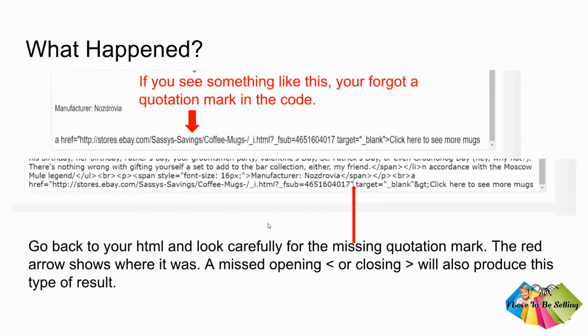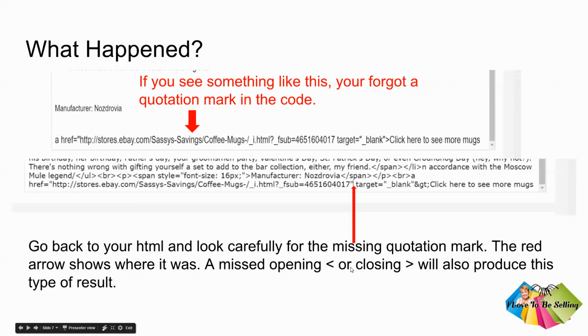Okay, so if everything goes great, you just click confirm and it's done. If you go back and look at your listing and you see something wonky going on, a lot of times you forgot a quotation mark in your code. So always, always, always go back and look closely if something's looking wonky. And right here, see with the target, you were missing the quotation mark. The red arrow shows where it was.